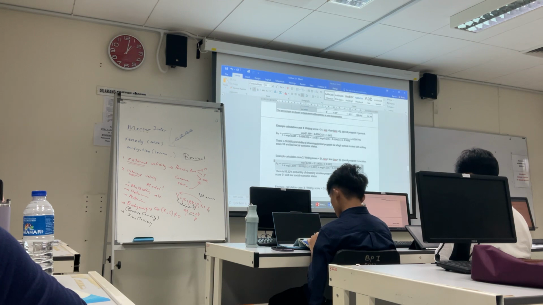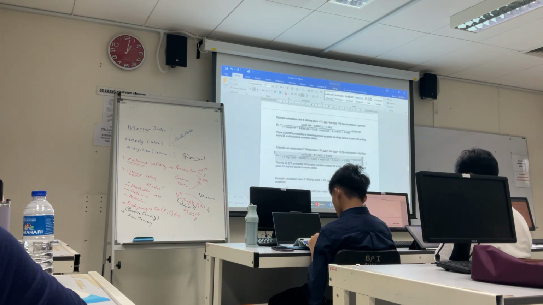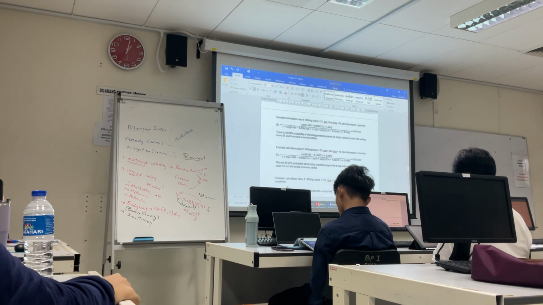Next one, calculation case 2: writing score 31 and socio-economic score is 1, type of program is vocation. So you calculate, and this is the calculated probability, right? Because it's the exponential of this divided by 1 plus all this, the exponential of all the betas. So there is a 58.22% probability of choosing the vocation program for high school students with writing score 31 and low socio-economic status.